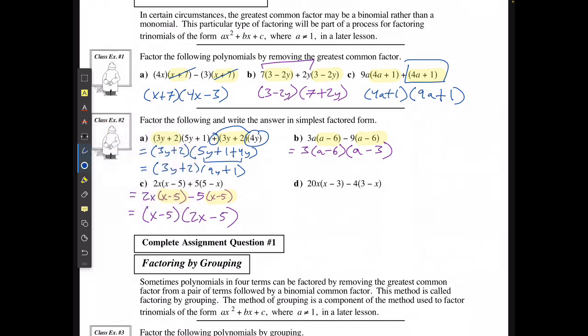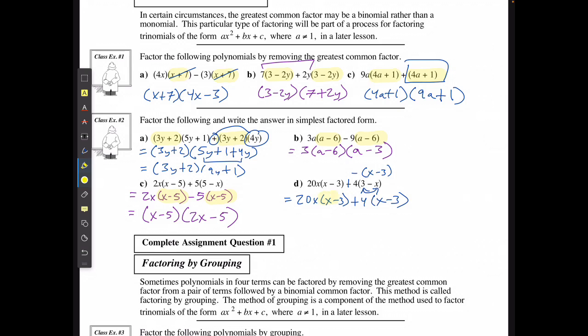Example D, it's the same idea. If I want to change the order in the second part here, and instead of having it 3 minus x, have it x minus 3, then that means that I'd need to pull out a negative. Well, if this is already negative, then if I take negative 4 and divide it by negative 1, suddenly that's going to become a positive, which means that this is the same as 20x and x minus 3 and positive 4 and x minus 3.